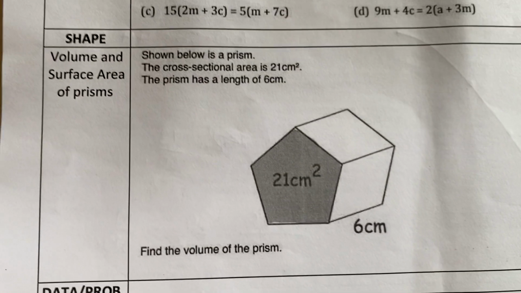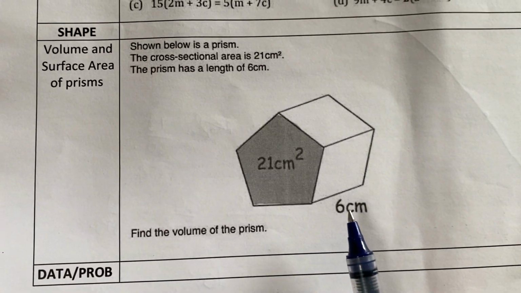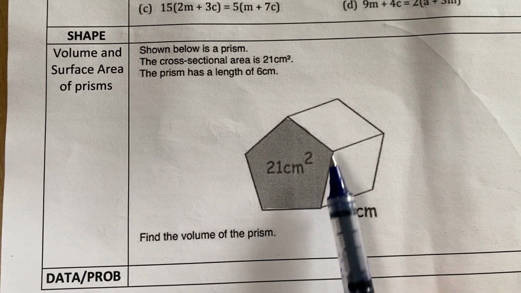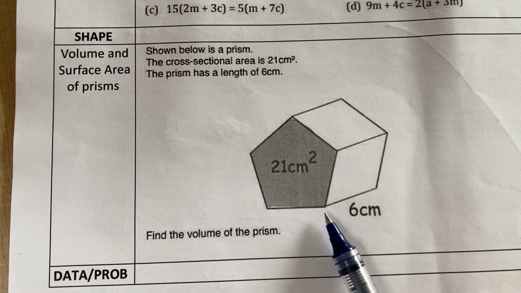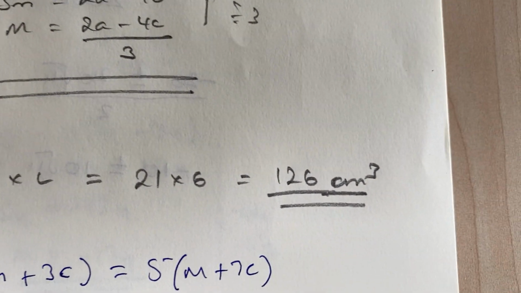And now this one, the volume and surface area. So this is a prism. So the volume is going to be the cross-sectional area, the CSA, we call it cross-sectional area, times by 6. So literally 21 times 6, 126.